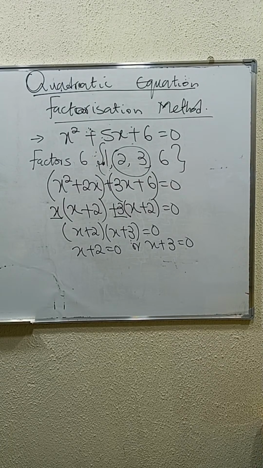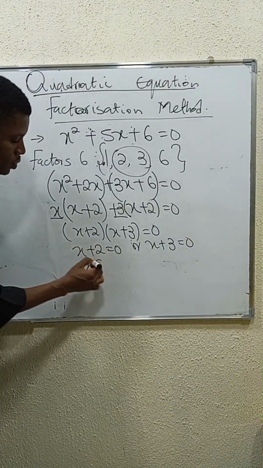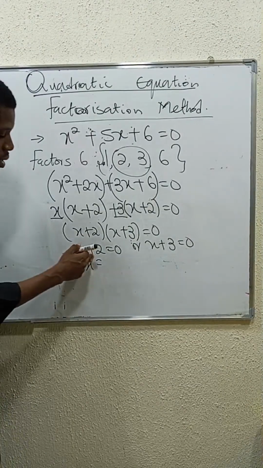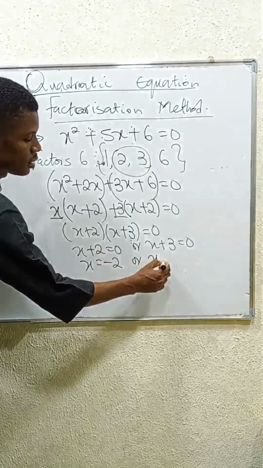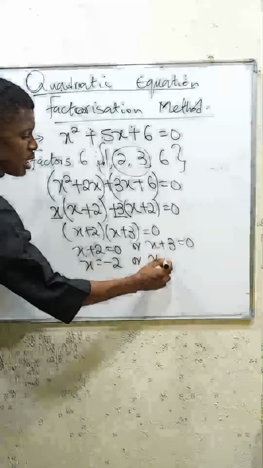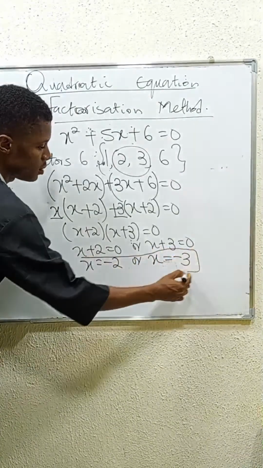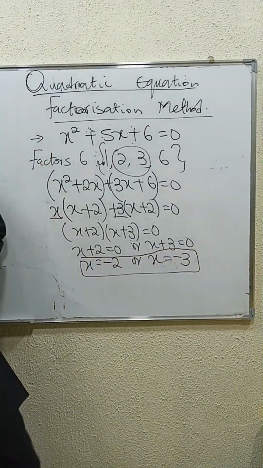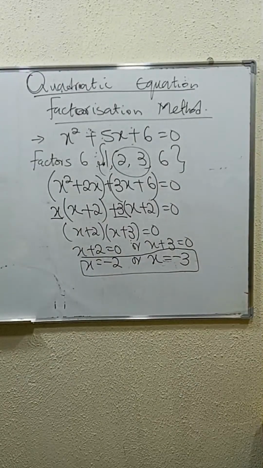If x plus 2 is 0, what will be the value of x? You subtract 2 from both sides, so x will be equal to minus 2. Or we say that x minus 3 is 0, so we add 3 to both sides and x will be equal to 3. So the two possible values are that x is minus 2 and x is what? Minus 3. That's the answer.